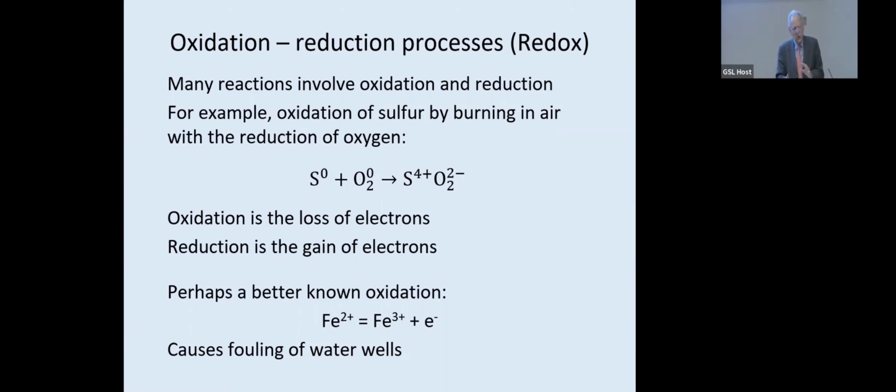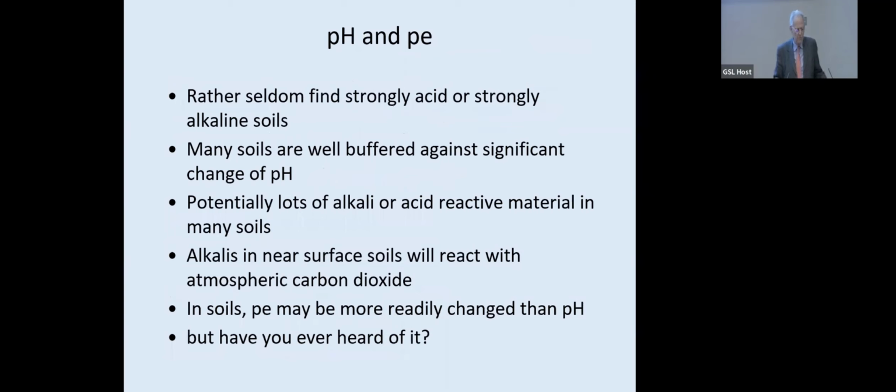So definition, oxidation is loss of electrons, reduction is gain of electrons. The one we all know about from water wells is iron 2+ soluble going to iron 3+ plus an electron. Don't forget that electron's there. That electron's got to go somewhere else. It can't just float around in the environment, but that's an oxidation.